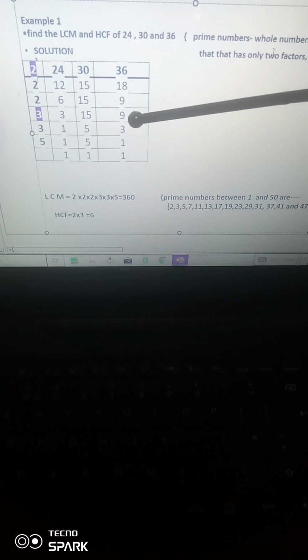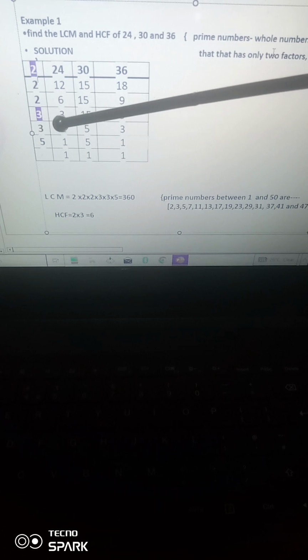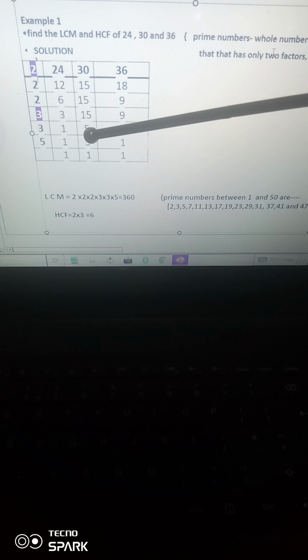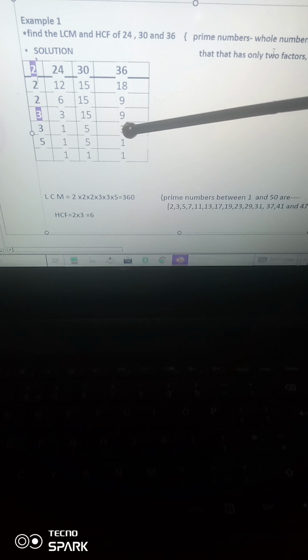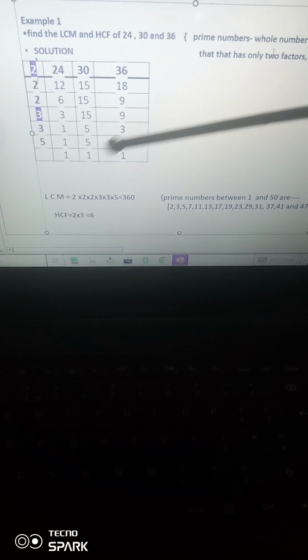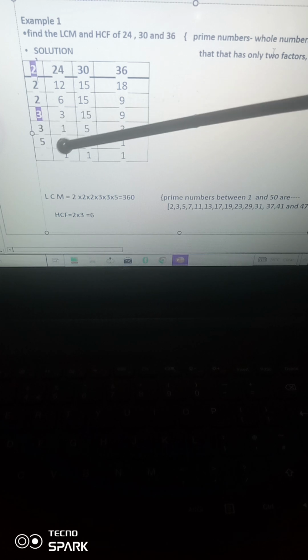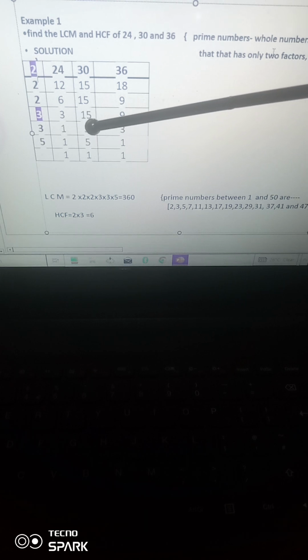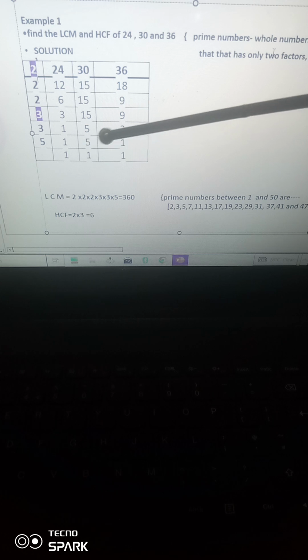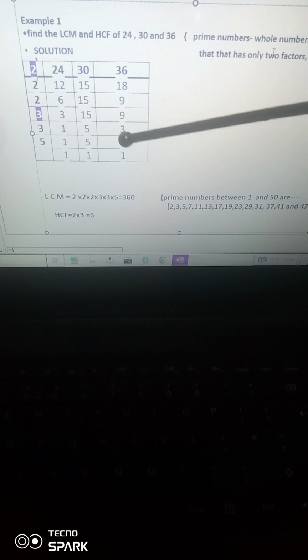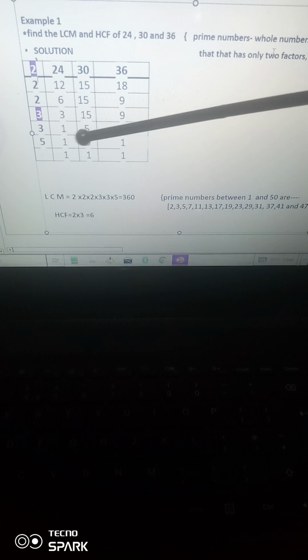And the next prime number is what? 3. 3 over 3 is 1. 15 over 3 is 5. 9 over 3 is 3. Okay? We discover that in this place, 3 can still divide something. We continue with what? 3. 1 over 3 cannot, we bring down 1. 5 over 3 cannot. We bring down 5. 3 over 3 is what? 1. We discover that 3 can no longer go.